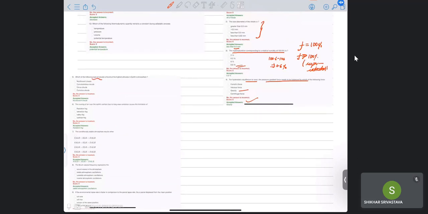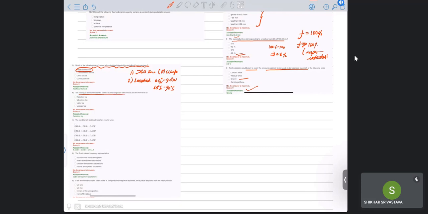Fifth one, which of the following types of clouds is found at the highest altitude? Basically this is something called noctilucent clouds, which are only found at very, very high altitude, 60 kilometers or greater than that. So it is above the troposphere. They are found in the mesosphere, and they're only located in the polar regions, like 60 to 90 degrees north or 60 to 90 degrees south. So close to the poles only we can observe them. So those are noctilucent clouds. The cooling of air near the Earth's surface due to long wave radiation, we already studied today, is called radiation fog.